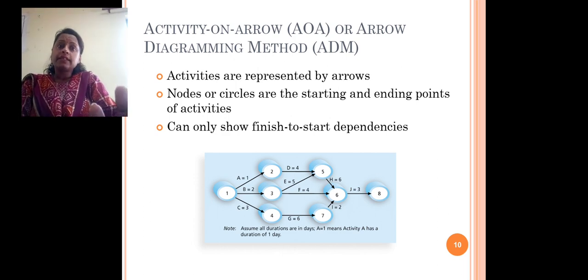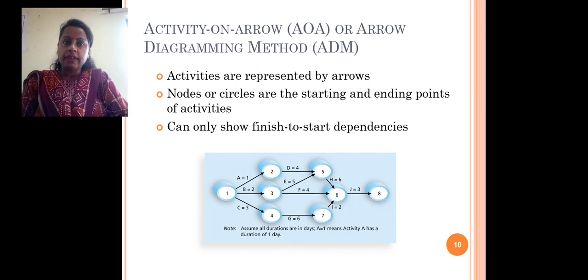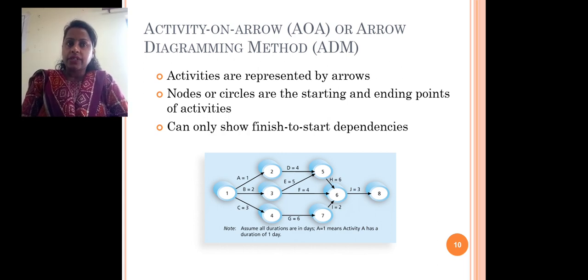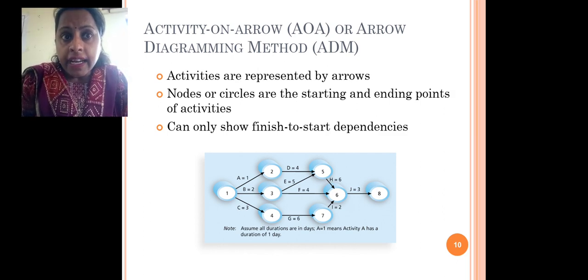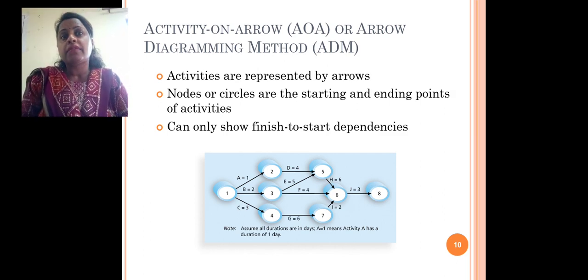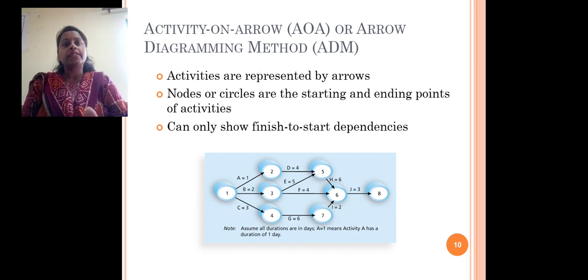it is taking 3 days time. Activity D is taking 4 days duration. Fine. Activity F is taking 4 days duration and activity F is starting from event number 3 and ending on event number 6.